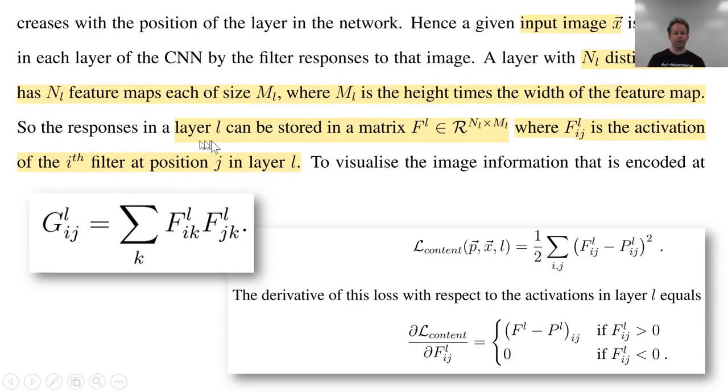So the responses at that layer L can be stored in a matrix F, and now the L goes at the top for some reason. So this is not F to the power of L, this is just another indexing, we're just moving it around for fun. And this thing here where we say it's an element of R, a special R meaning the real numbers, N times M, is saying that the dimensions of this are N by M. This is really important, like with PyTorch, making sure that you understand the rank and size of your dimensions first. Same with math. These are the bits where you stop and think, why is it N by M? N is the number of filters, M is height by width. So do you remember that thing where we did view batch times channel comma minus one?